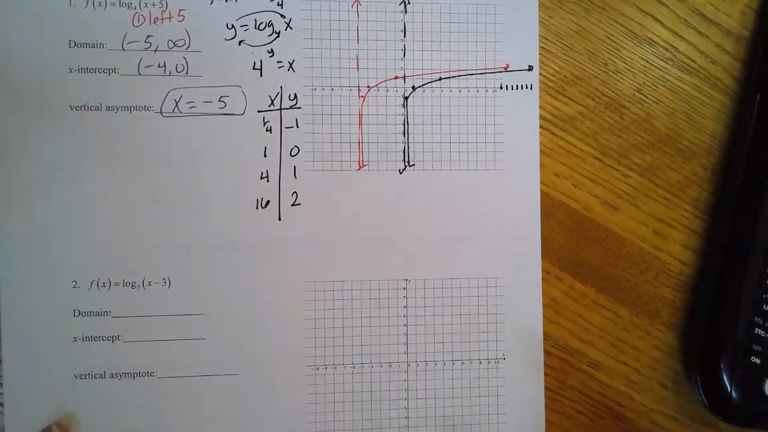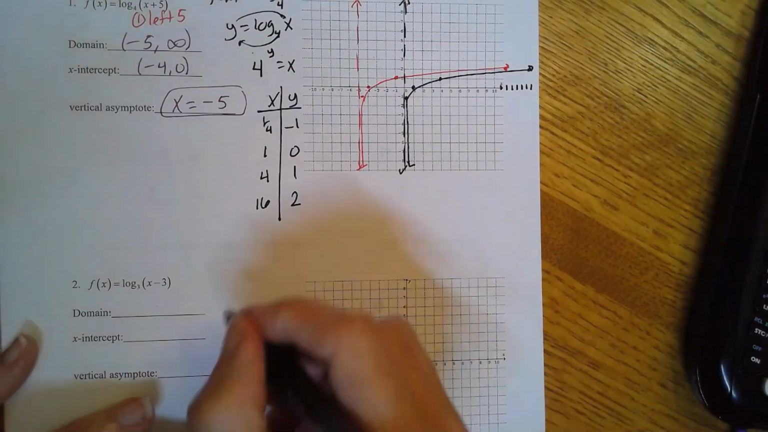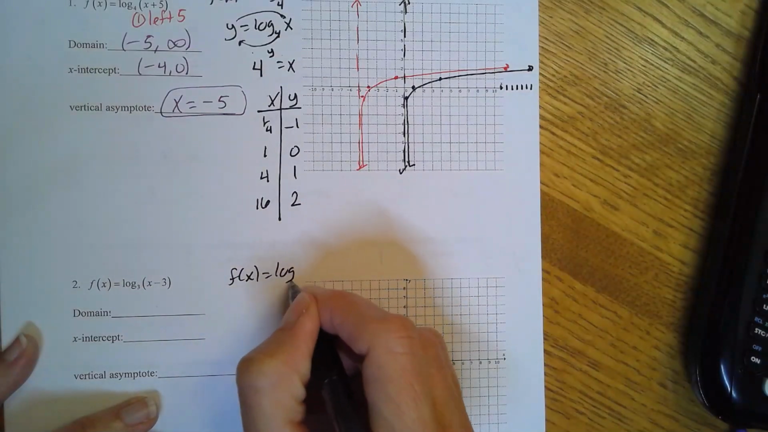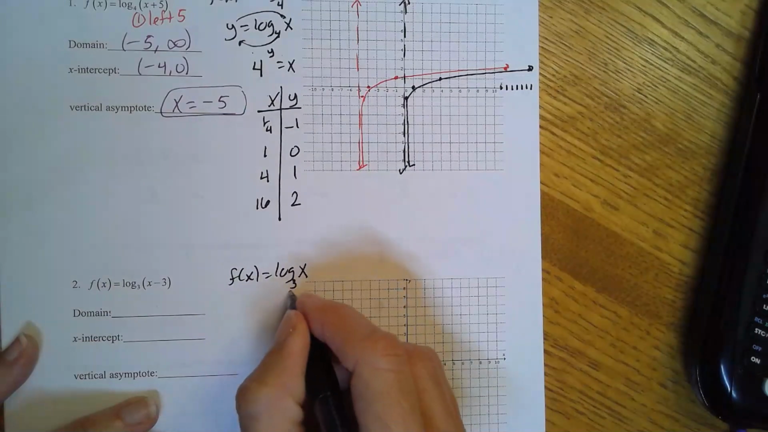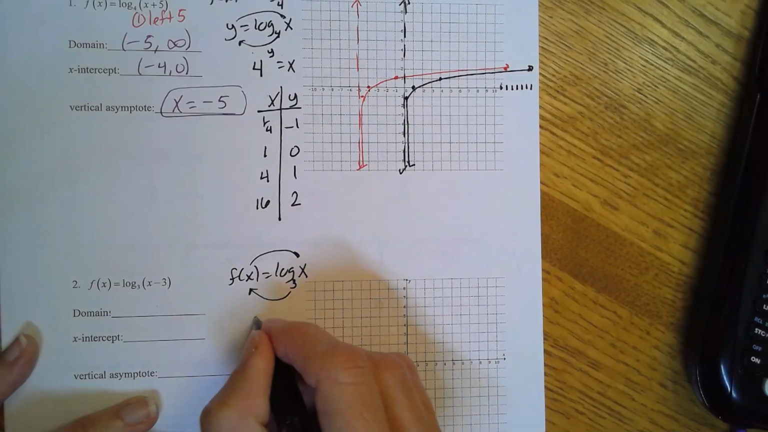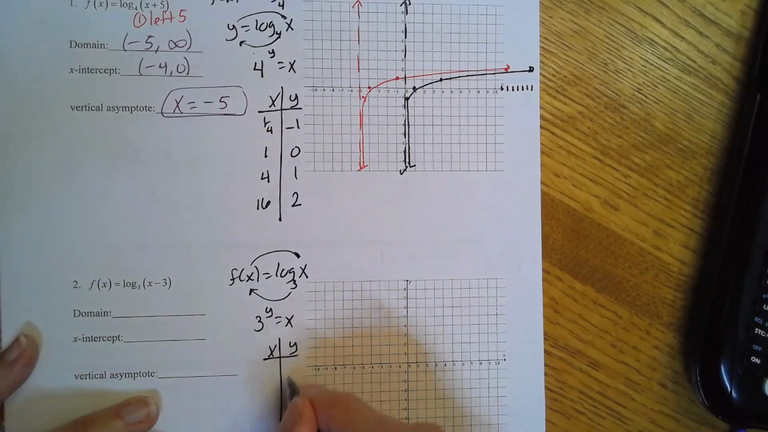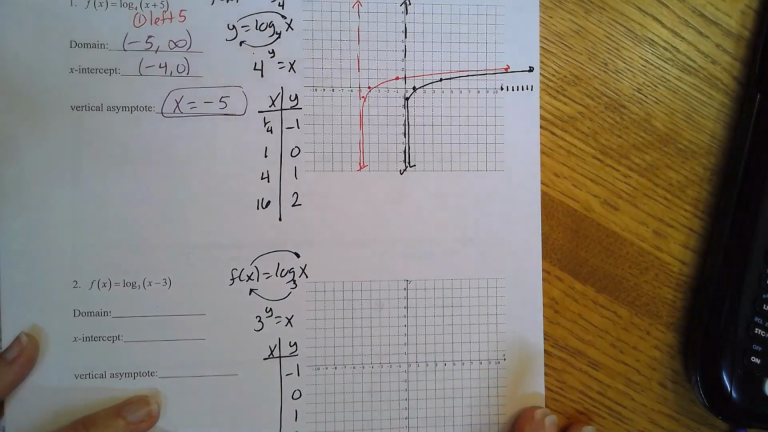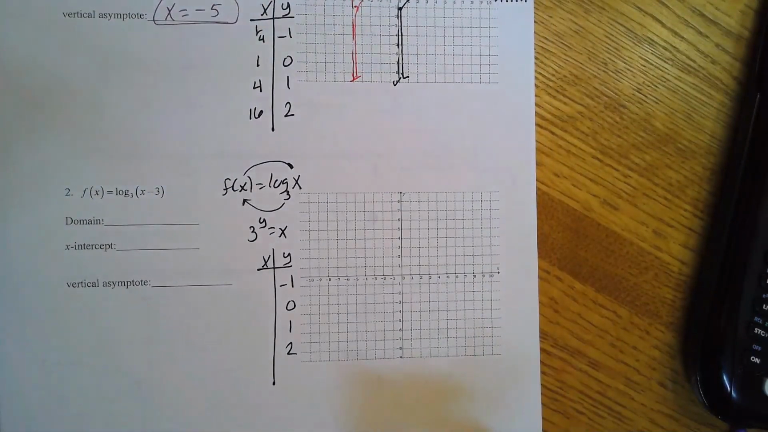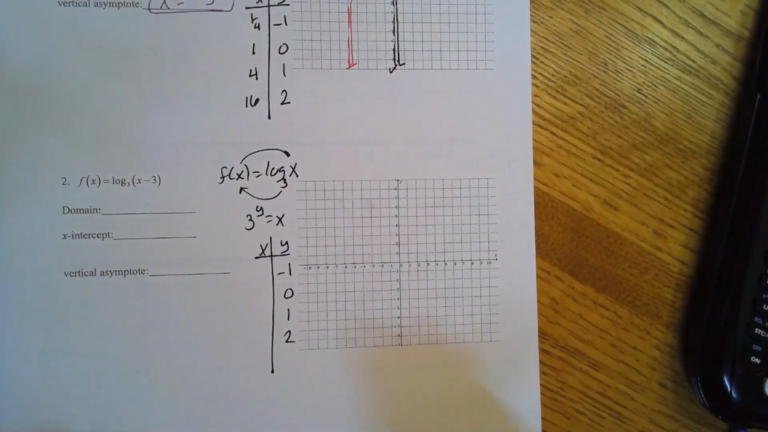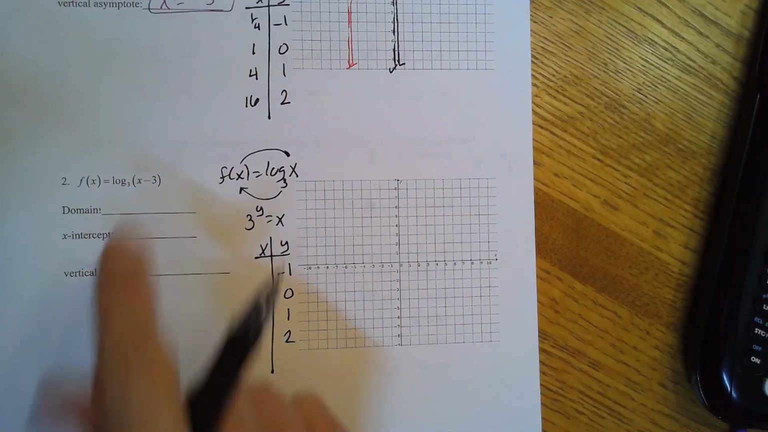So I'm going to want you to try number 2. I'm going to start you off by telling you that it's f of x equals log base 3 of x. You're going to do your circle, so 3 to the y equals x, and then make your table with y being -1, 0, 1, 2, and so forth. Then when you plot them, you're going to get the same parent function as above, just a little bit more up as you curve, and then move everything to the right 3.